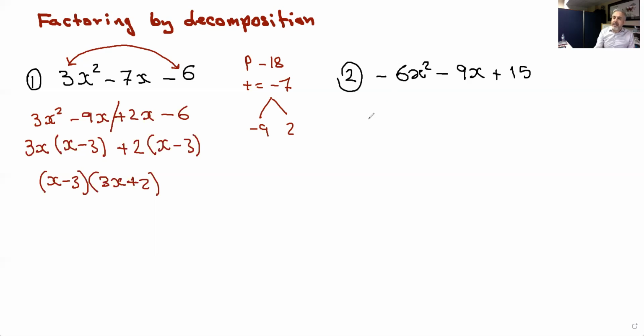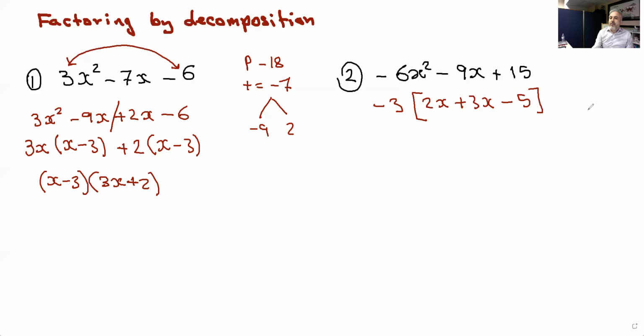Now, how about if it's here? Here we have -6x squared minus 9x plus 15. The first thing you want to do is, if you have a greatest common factor, when you're factoring, you always want to take the greatest common factor out. So the greatest common factor here I see is -3, and I'm going to get 2x squared plus 3x minus 5. Remember, when we take out a greatest common factor that's a negative, it changes all the signs in here.